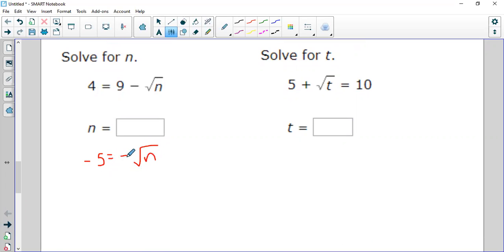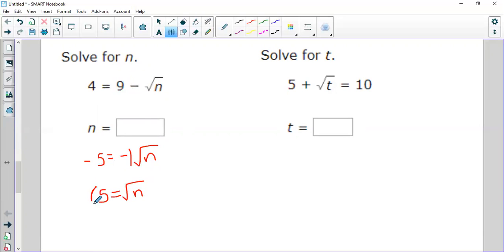Well, there's still a coefficient here. That coefficient is negative 1. So divide both sides by negative 1, and now it'll say positive 5 is equal to the square root of n. Now I have isolated my radical. So I had to subtract the 9 and then divide by this negative 1 coefficient.